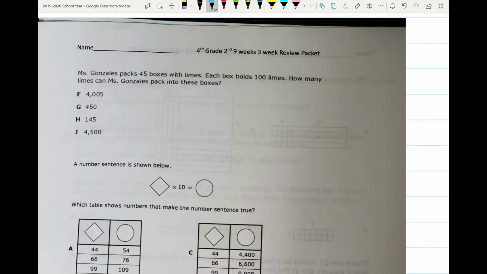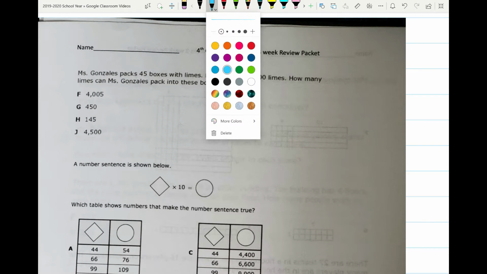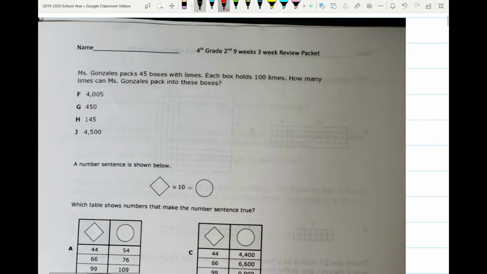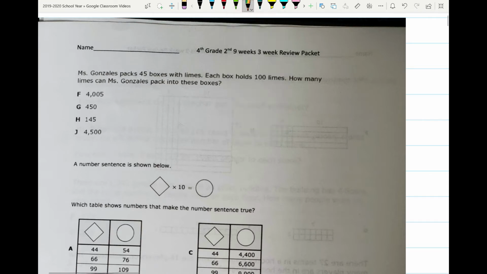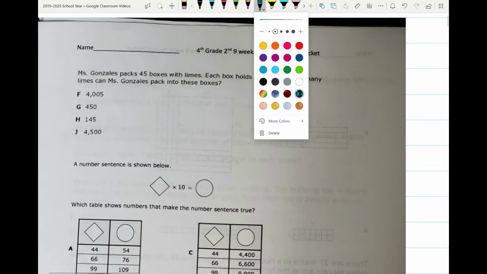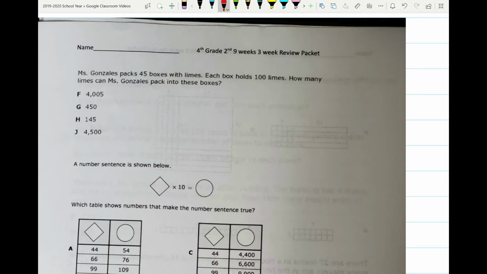Okay, so first things first, let me go ahead and just change over to all my pens so that way they're in the correct setting. Good. Okay. So first thing I want to do is my cubes, okay? So I have 45 boxes with limes. Each box holds 100 limes. I'm going to underline the question, how many limes can Miss Gonzalez pack into these boxes, okay? So I'm going to do my G times my E equals my T, okay?